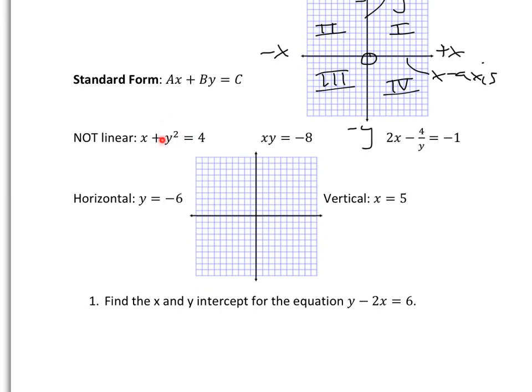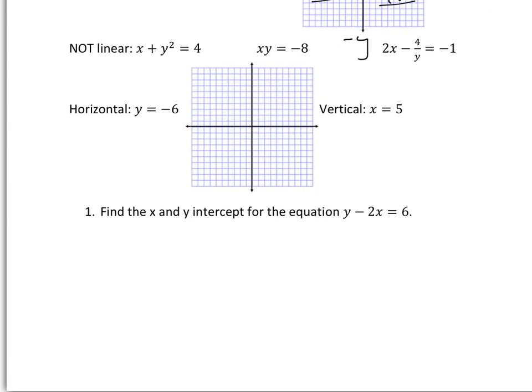Some things that are not linear. Can't have any exponents, right? No exponents, that's not good. You can't be multiplying the x and the y together, that's not going to be linear, it's going to be a curve. And you can't have any variables in denominators. So this also is not linear. None of these are linear. This is a parabola. This one's more of a hyperbola type deal. And same with this one. So those aren't quite lines, right? They're not straight, they're curves.